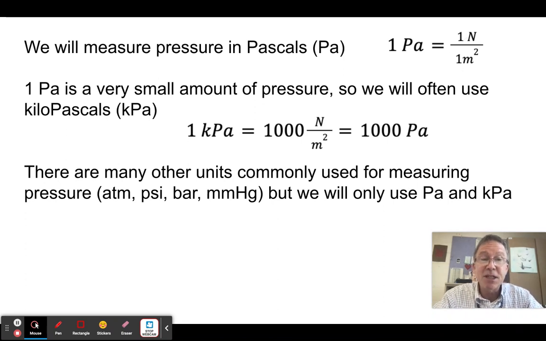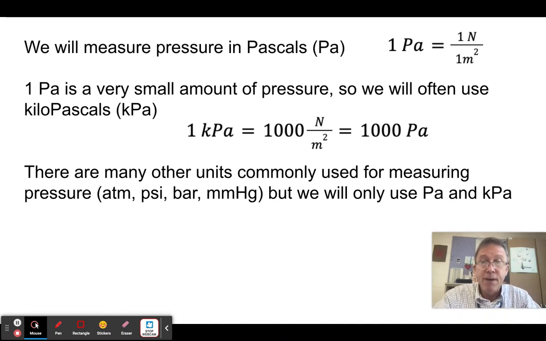The thing is, that's a really small amount of pressure. Like 1 Newton, that's not a lot of force over 1 square meter of area. So we often deal with kilopascals, which would obviously be 1,000 pascals. So 1 kilopascal is equal to 1,000 newtons per square meter, or 1,000 pascals.